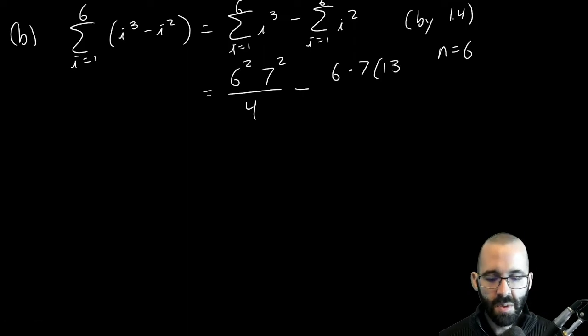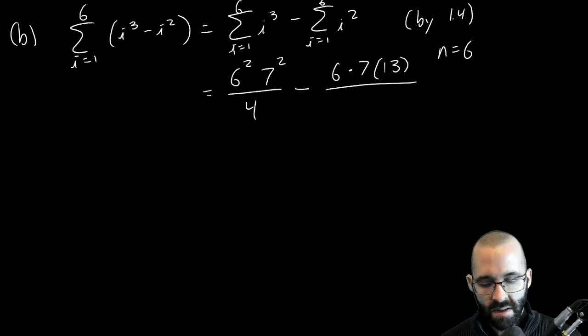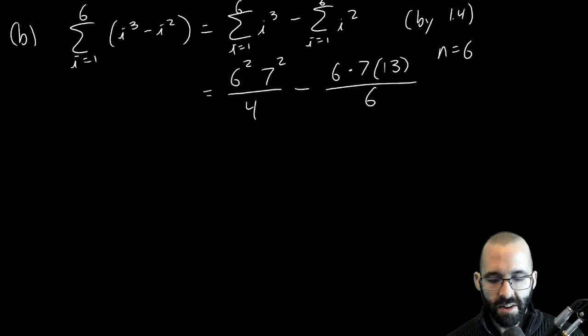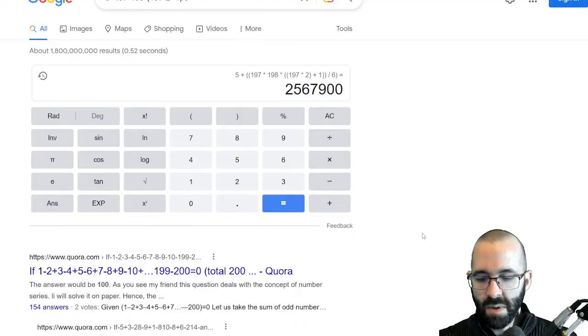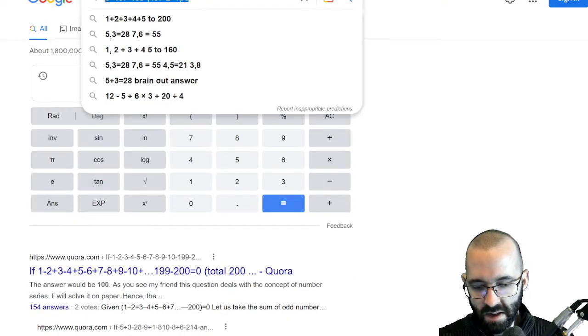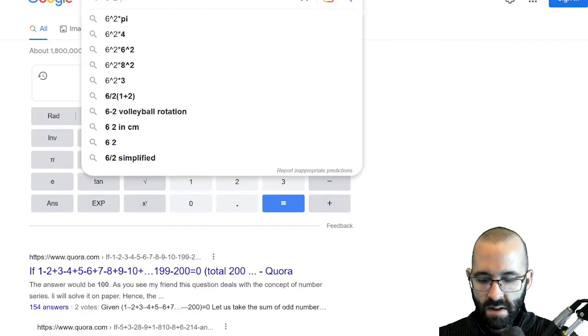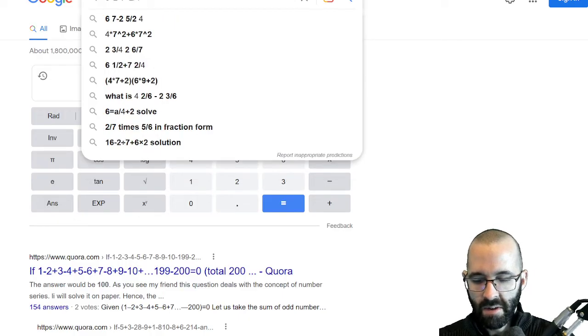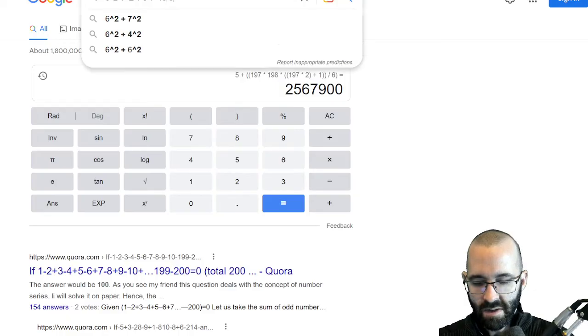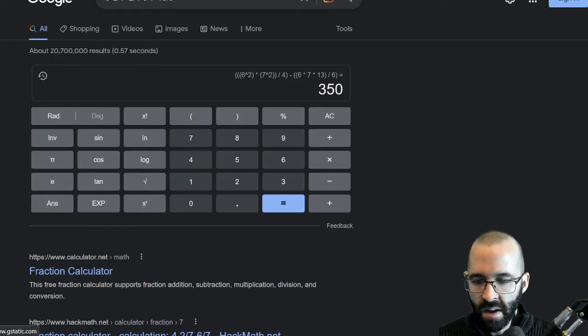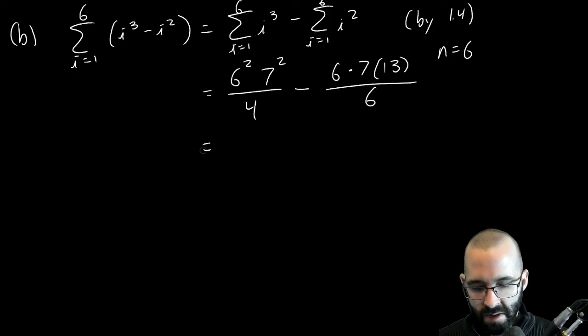2 times 6 plus 1 is 13, all over 6. Now we can just simplify and add it all together. You can use a calculator, or you can do it by hand. 6 squared times 7 squared divided by 4 minus 6 times 7 times 13 over 6. 350.